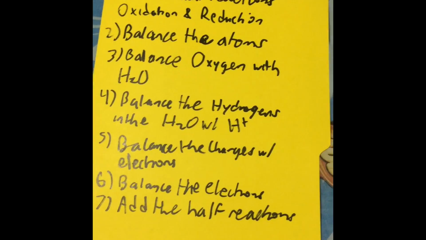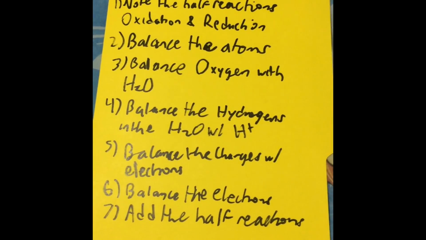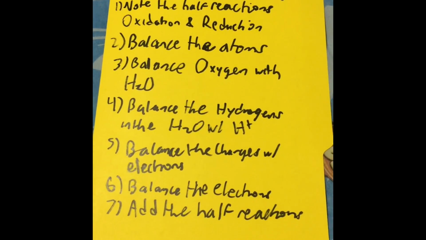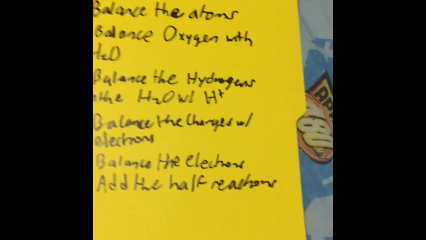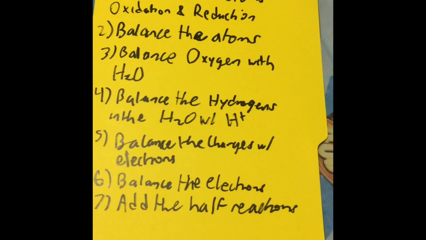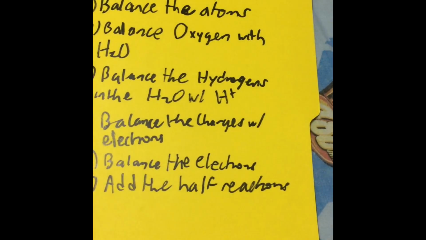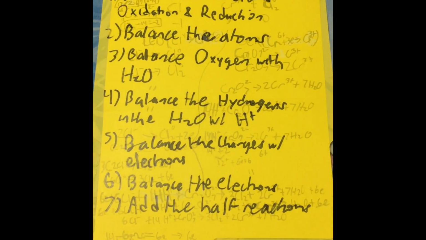Step 5. Balance the charges with electrons. You basically just need to balance the electrons. Step 6. Balance the electrons used in the half reactions. And step 7 is to add the half reactions together, and then cancel out whatever is going to cancel themselves out. With that out of the way, let's get to an example.